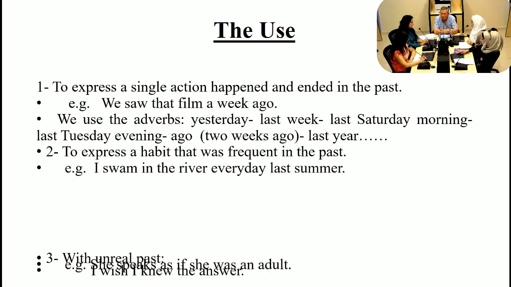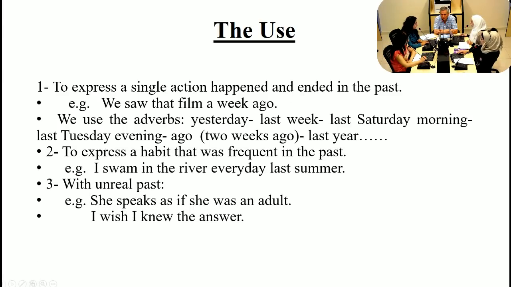Now the use of simple past tense. We start with things that happened and ended in the past. So the main use is something happened and finished. And we need to have a time reference. For example, we saw that film a week ago. We use adverbs like yesterday, last week, last Saturday morning, last Tuesday evening, ago, two weeks ago, last year, etc. The second use is to express a habit that was frequent in the past.